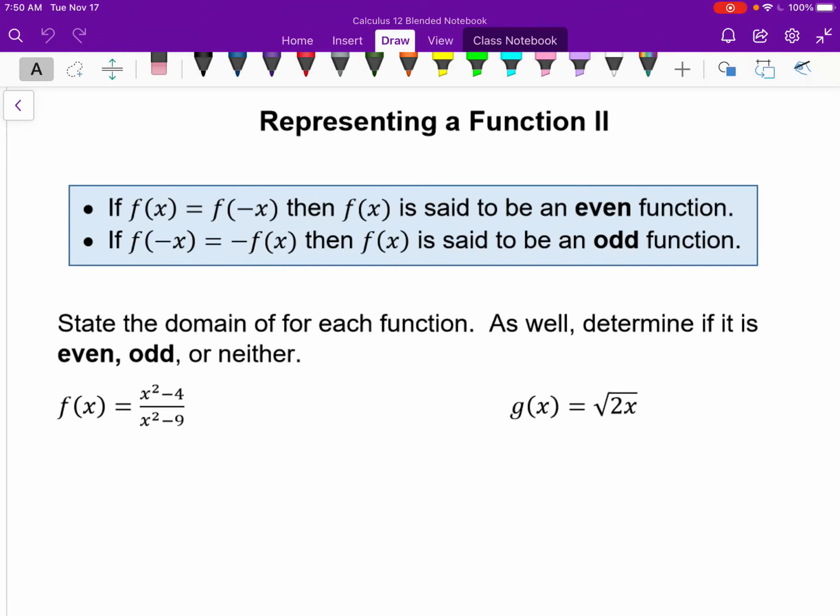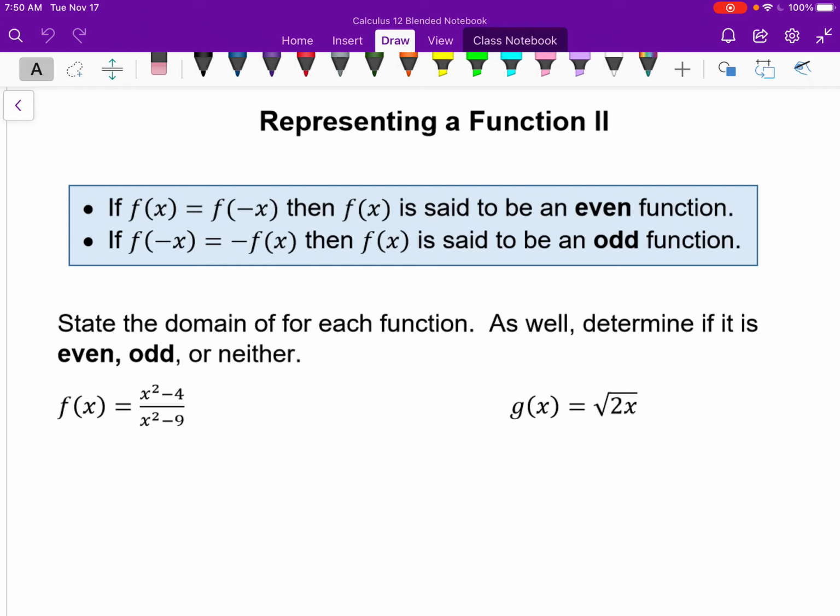All right, so this is the second part of this lesson on representing functions. And let's get straight into it. And I want to start with some terminology that's most likely new, although it's relatively simple. What it means if a function is either even or odd.